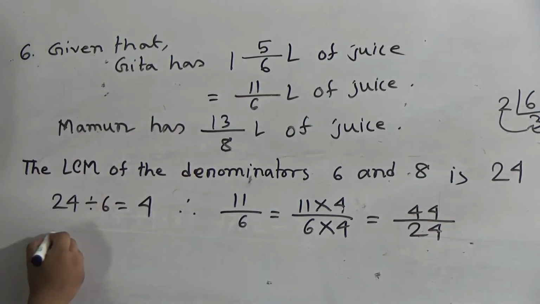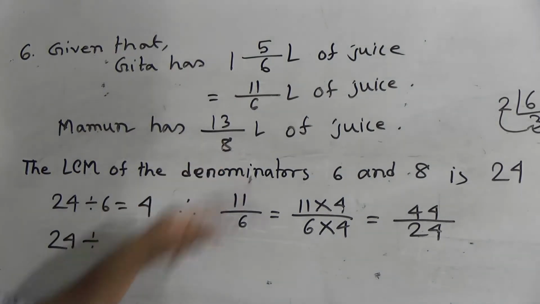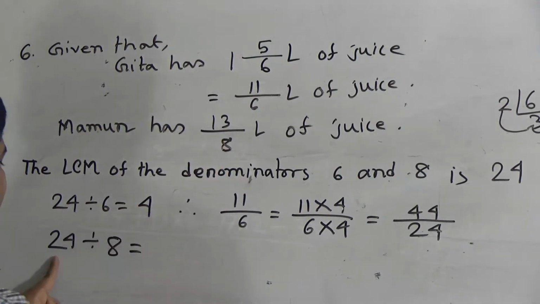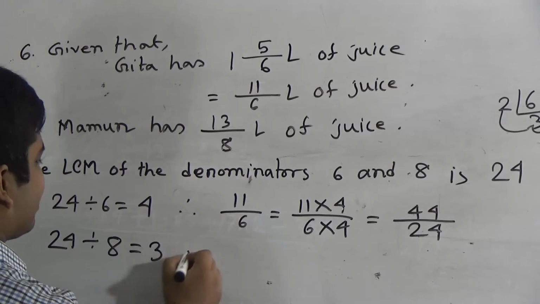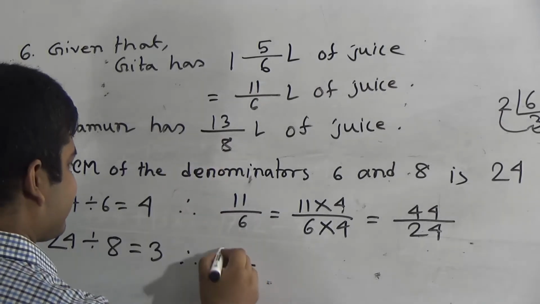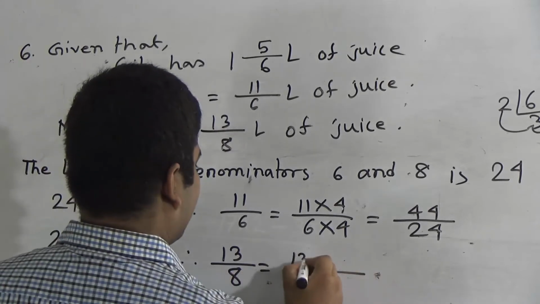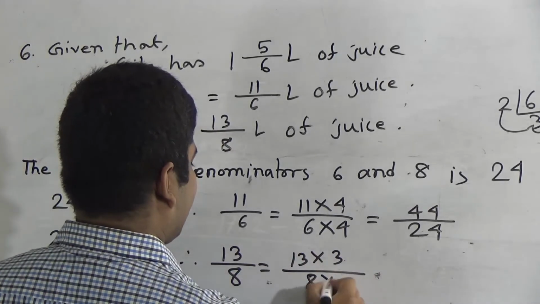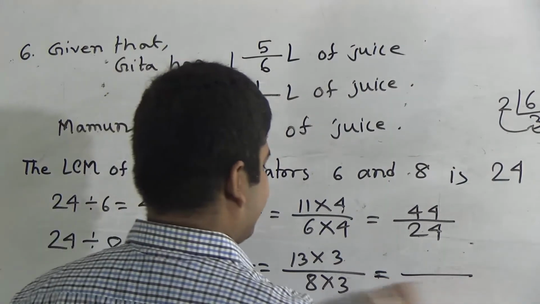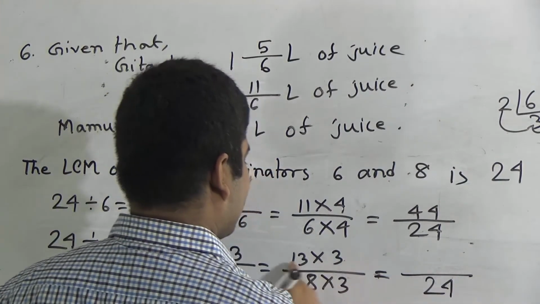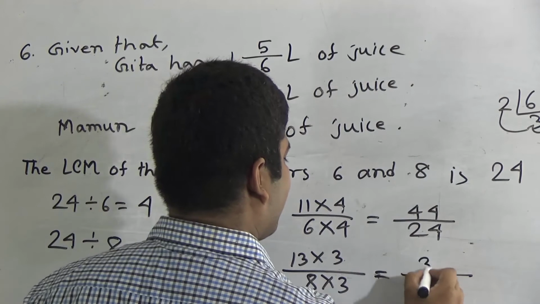Okay, next again 24 divided by the denominator of the second fraction, which is 8. So if we divide 24 by 8, then we get 3. Therefore we write the same fraction here, that means 13/8, then 13 multiplied by 3, 8 multiplied by 3. Then 8 threes are 24 and 13 threes are 39.